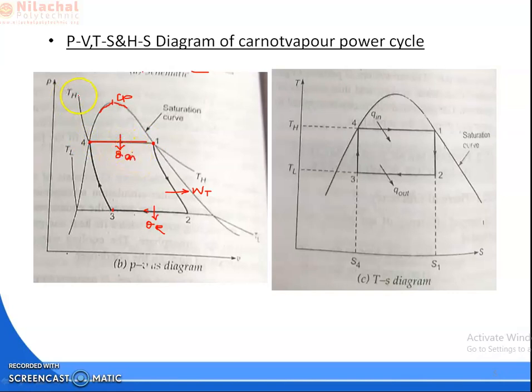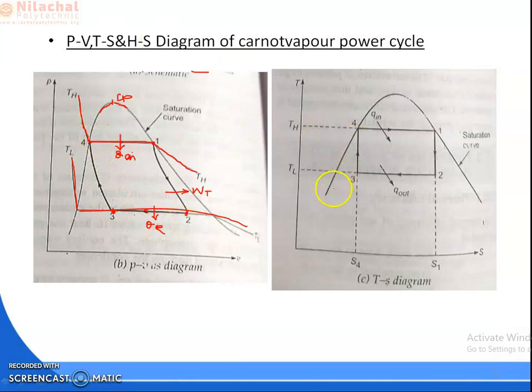So in the PV diagram, this is your constant temperature line TH. And this is your constant temperature line TL, the sink temperature. So the condenser inlet and exit will be at TL, the low temperature, and the boiler inlet and outlet must be in the high temperature region. The boiler is in the high temperature region, the condenser is in the low temperature region. This way you can represent 1 to 2, 2 to 3, 3 to 4.